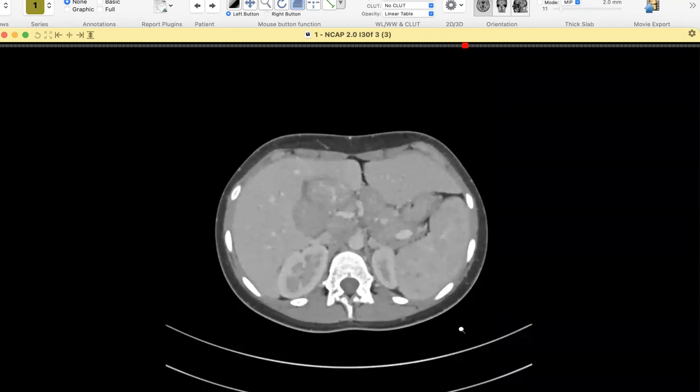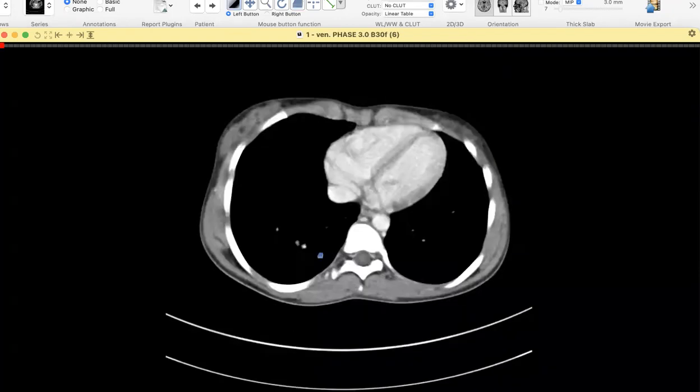The spleen also looks big. So can you stage this lymphoma for me? Yeah, this is staged because it is on both sides of the diaphragm, so this is stage 3. Yeah, stage 3.